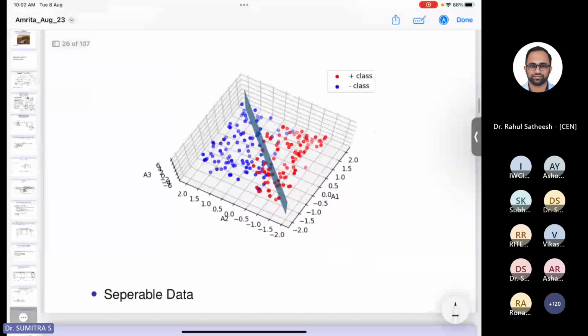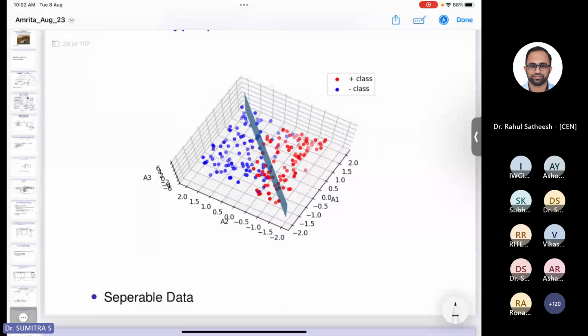Now what will happen when X is of length 3? For that, on one axis we plot one attribute, on another axis we plot another attribute, and on another axis we plot another attribute. And now this is no longer a line, but it will become a plane. So we have seen a line, we have seen a plane.